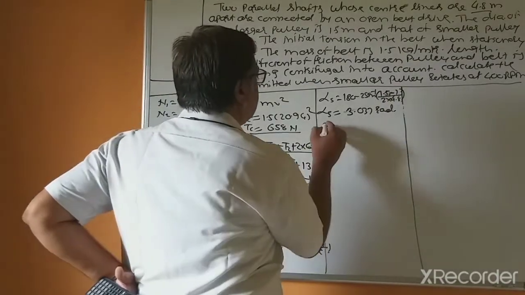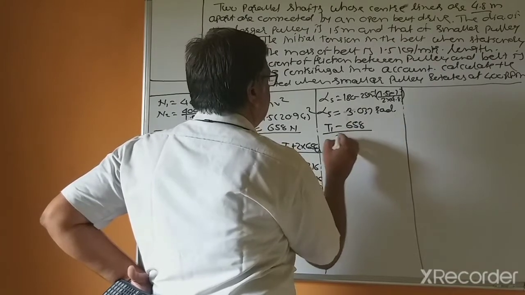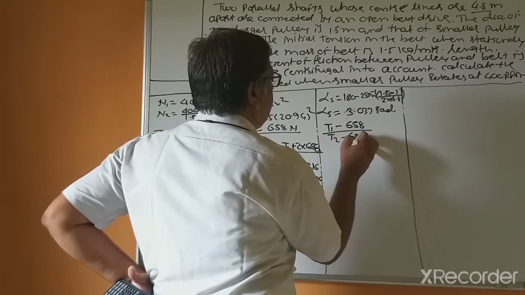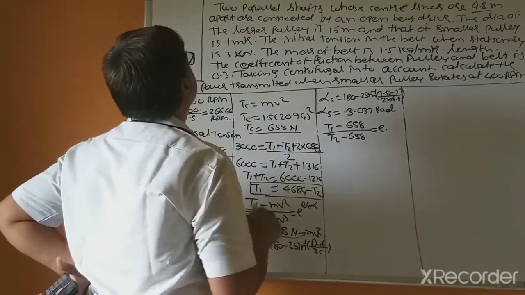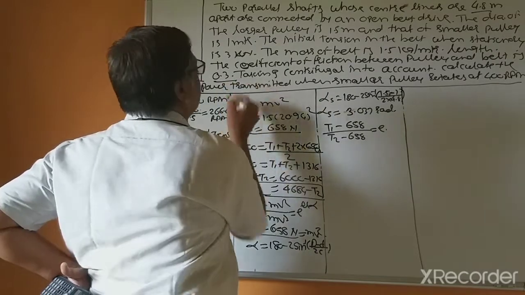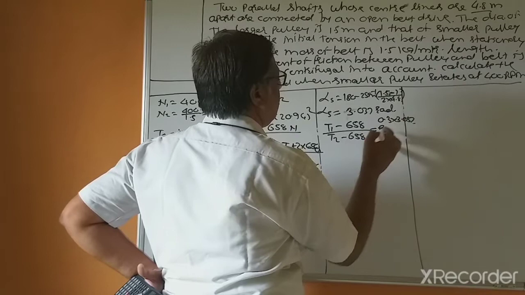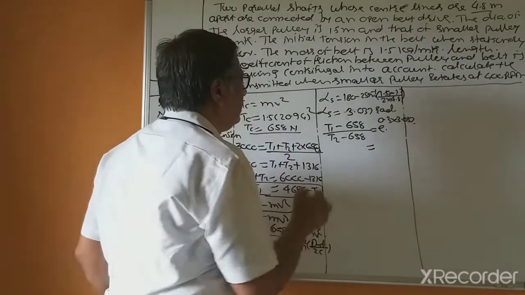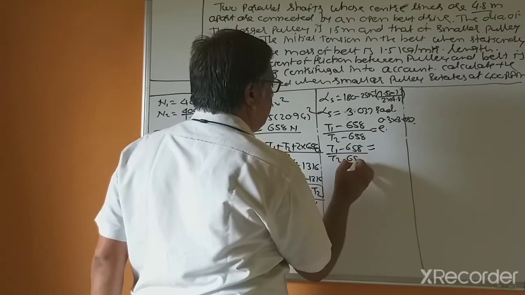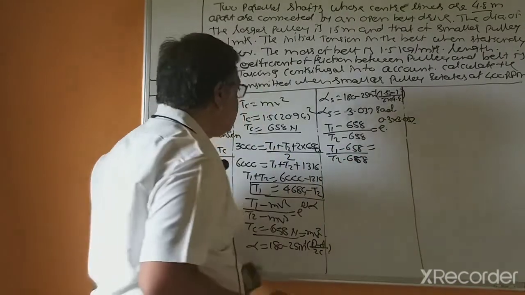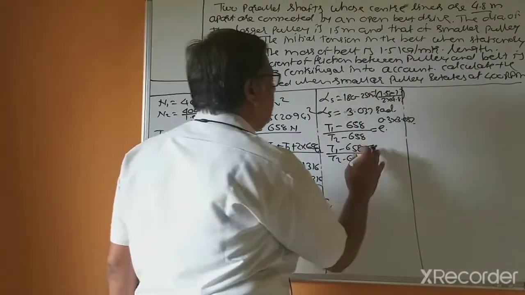Now T1 minus 658 divided by T2 minus 658 equal to e to the power coefficient of friction. This is 0.3 raised to 3.037. So that's why this is the right hand side, T1 minus 658 over T2 minus 658. So here this is one equation, and now we are getting the second equation.